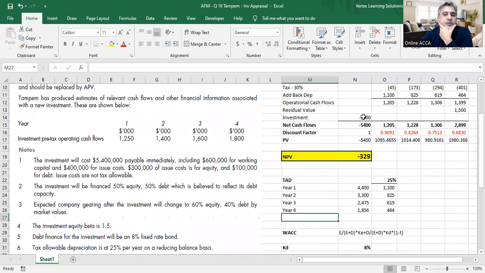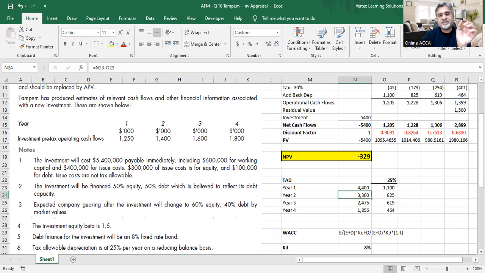Let's understand the scenario. We got 5.4 million of total investment. Out of that, 600,000 goes to working capital, the cash. 400,000 is my expense, which is for issuing cost. I gave it to some banks, brokers, whatever. So my non-current assets are 4.4 million, and I started depreciating 4.4 million, okay?